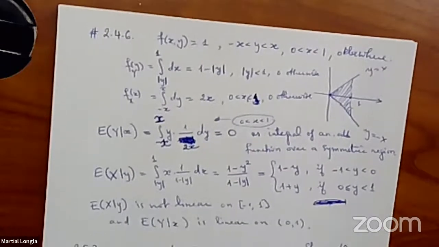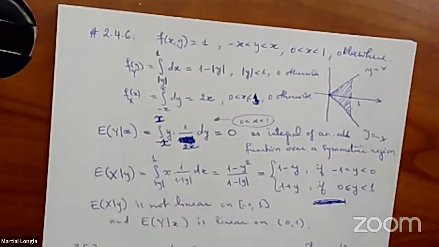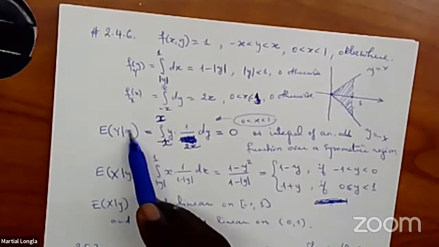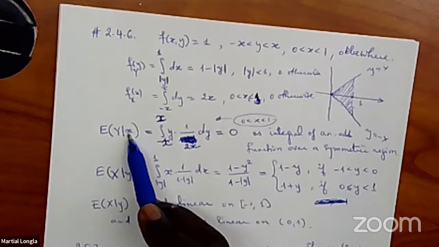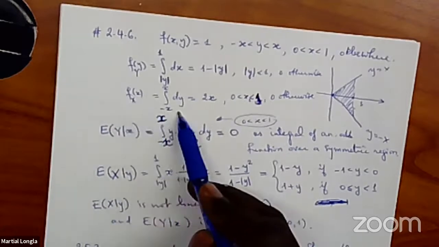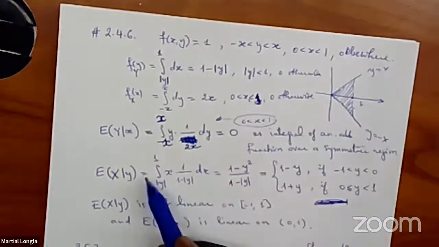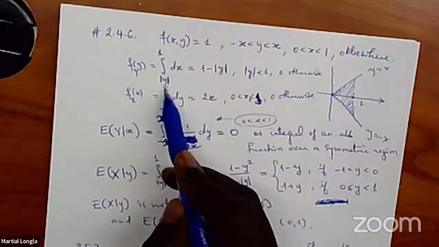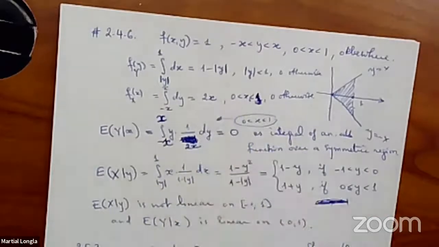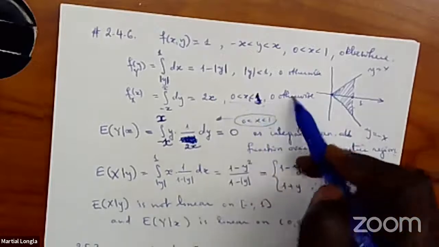Now the problem says, get the expected value of y given x. To get this, you need to have the density of x, the marginal density of x, that's why we compute this. y is between negative x and x. So if I integrate with respect to y, it will be the integral from negative x to x. So I get 2x under the condition that x is between 0 and 1.